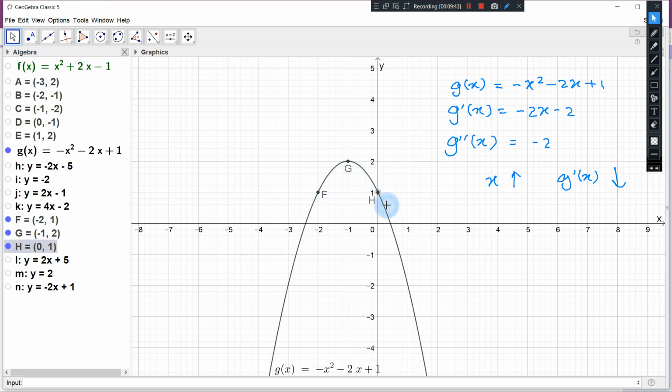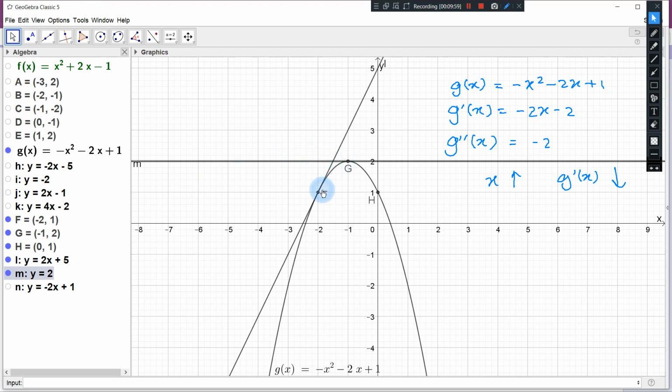Okay, now I have 3 points over here. So every time the x increases 1 unit from -2 to -1 to 0, let's see the gradient of the tangent. The gradient is 2. Then the gradient becomes 0. From 2 becomes 0, decreases 2 units, right? So then the gradient becomes -2. So it keeps on decreasing 2 units.